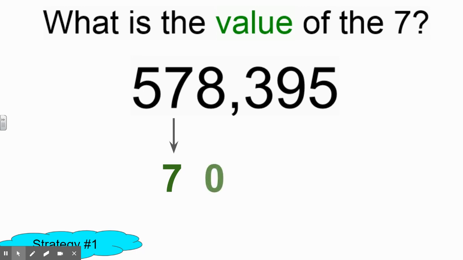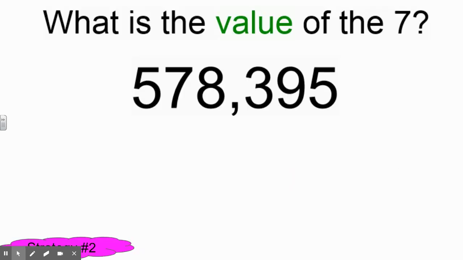And to do that, we're going to fill all additional place values to the right with a digit, but we're going to fill it with the digit of 0. And so we end up saying that that 7 in the number 578,395 has a value. It is worth 70,000. Why? Because it's a 7 and it's in the 10,000s place. It's worth 70,000.